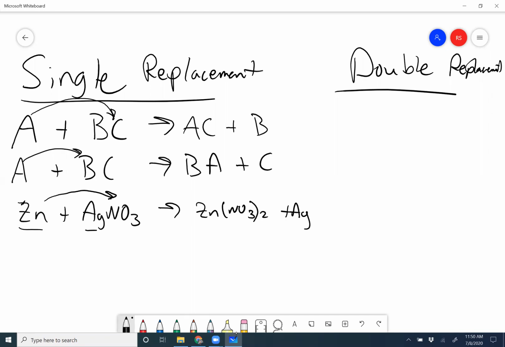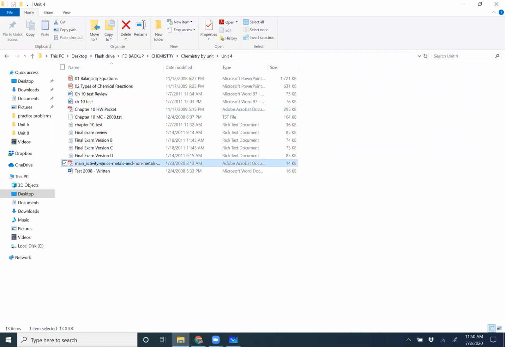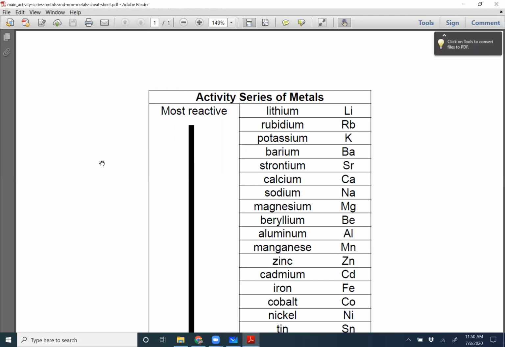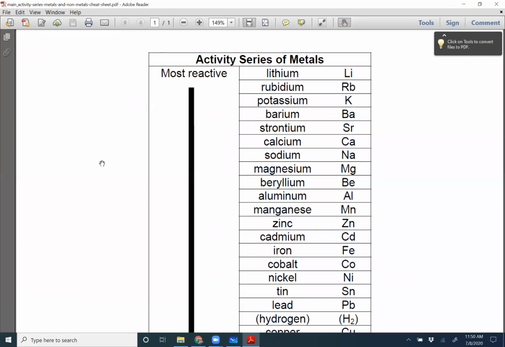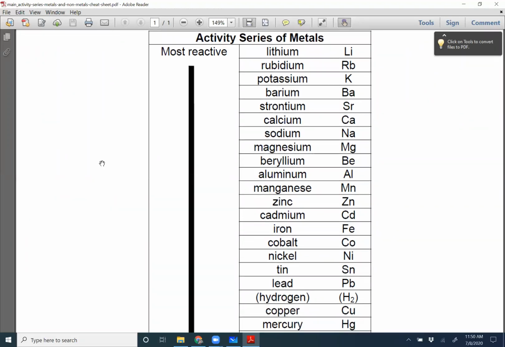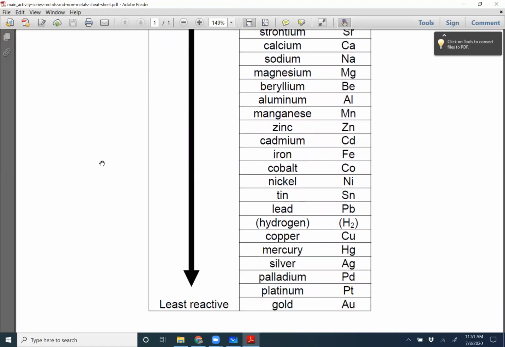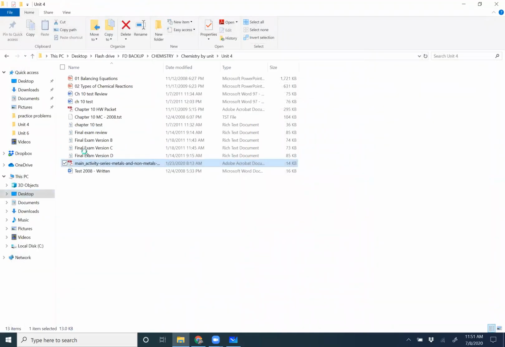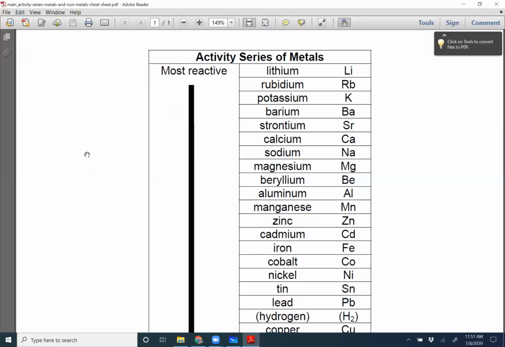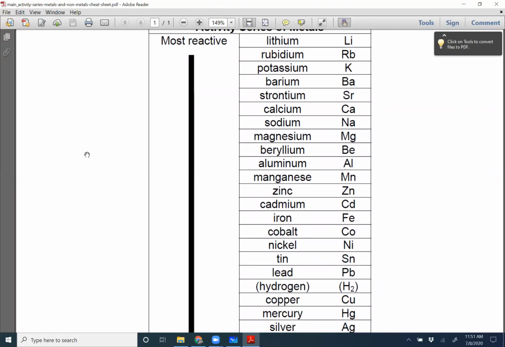Now, when it comes to single replacement reactions, we actually need to look at what's called the activity series. Basically, if you're going to try and force an element that's already lost or gained its electrons, you're going to need to be more active. You're going to need to be able to force those electrons back onto the thing that lost them or take them away from the thing that gained them. So this here is the activity series of metals. And basically, the higher you are, the more you're able to take away the electrons or give the electrons back to the atom that we're talking about.